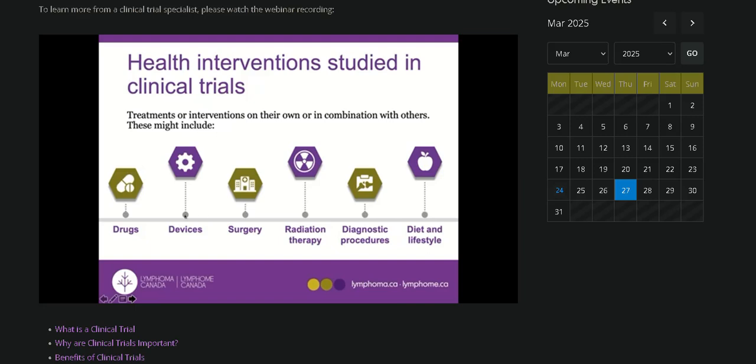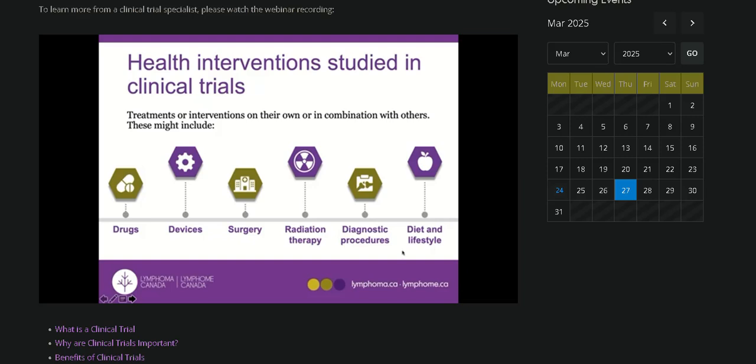So we might use trials to study a specific device, like maybe an insulin pump or a pacemaker. Maybe it's a new type of surgery to see if it performs better. Maybe it's more cost effective than a current type of surgery. Maybe it's a new type of radiation therapy, a different type of dosing schedule related to that. Maybe it's a specific type of diagnostic procedure, like some type of imaging or other procedure.